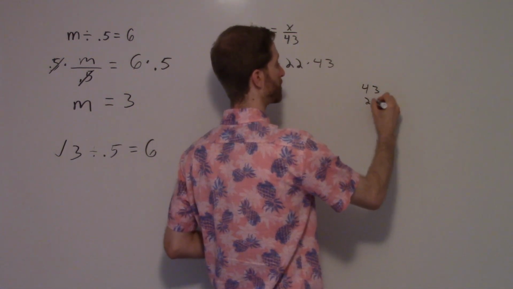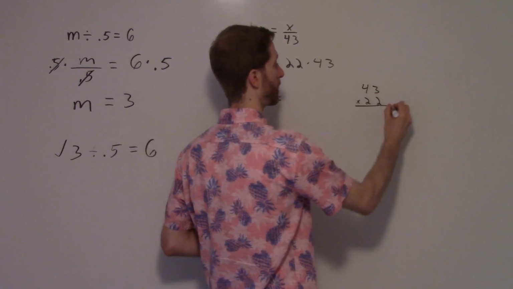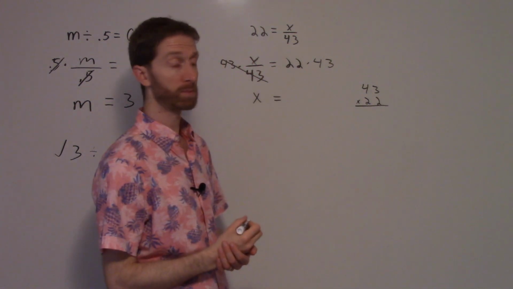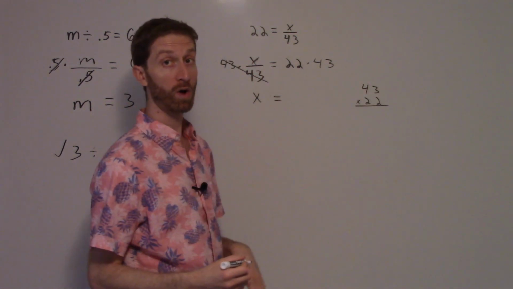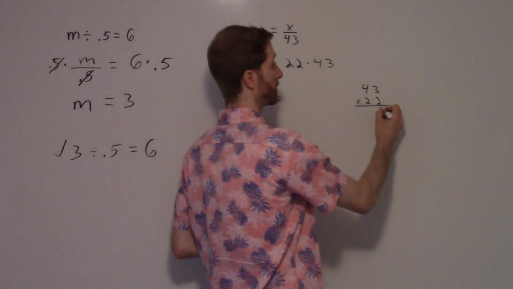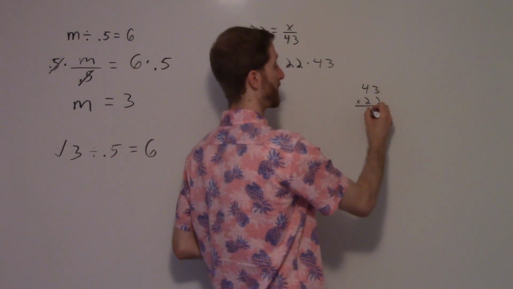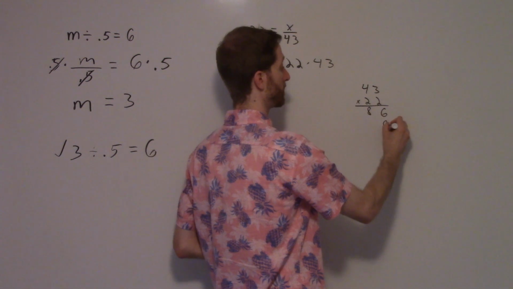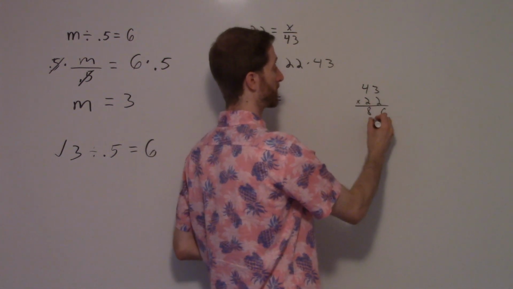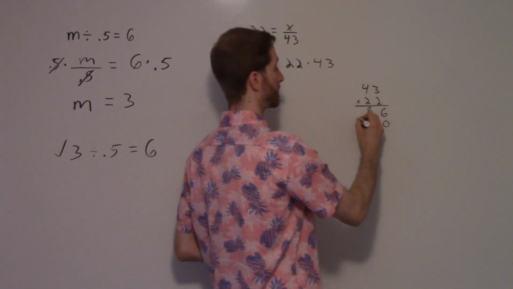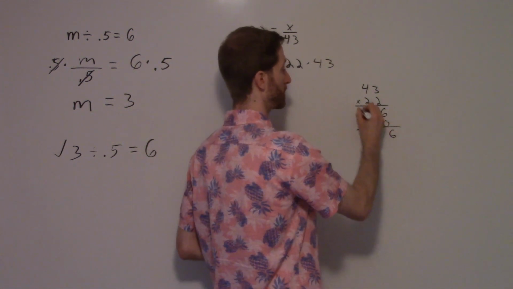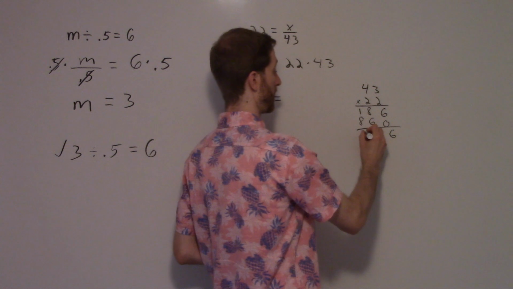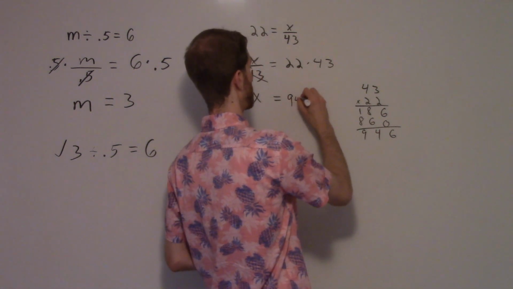43 times 22 is what we're doing. So if we do the long multiplication, we'll get the result and plug it into our answer. So 2 times 3 is 6. 2 times 4 is 8. I carry down a 0. 2 times 3 is 6. 2 times 4 is 8. Oh, interesting. And I add. So I get 6, 14, carry the 1, and then I get 9, or 946.